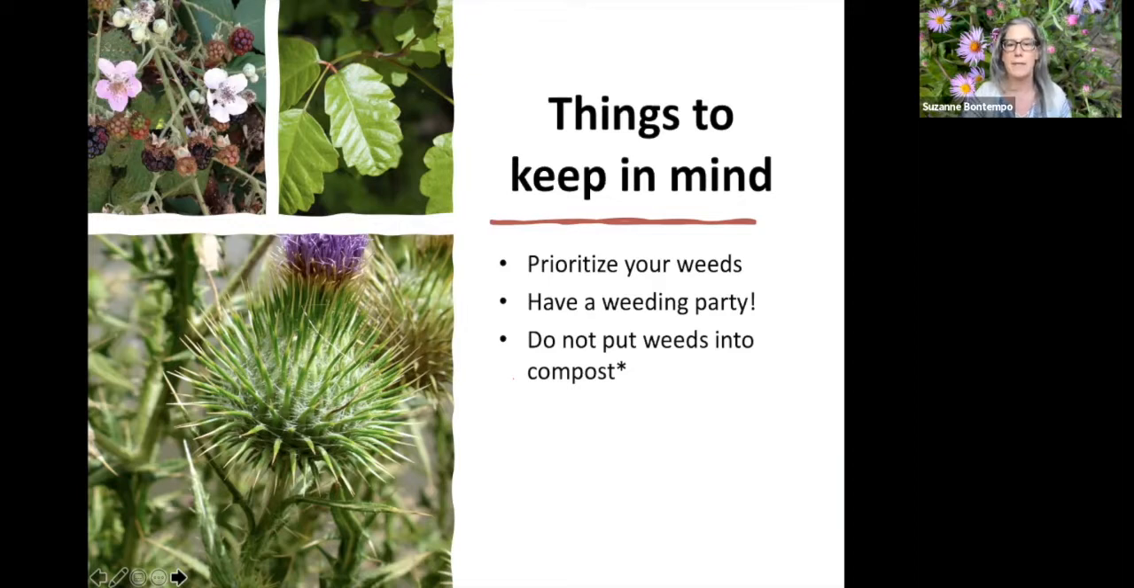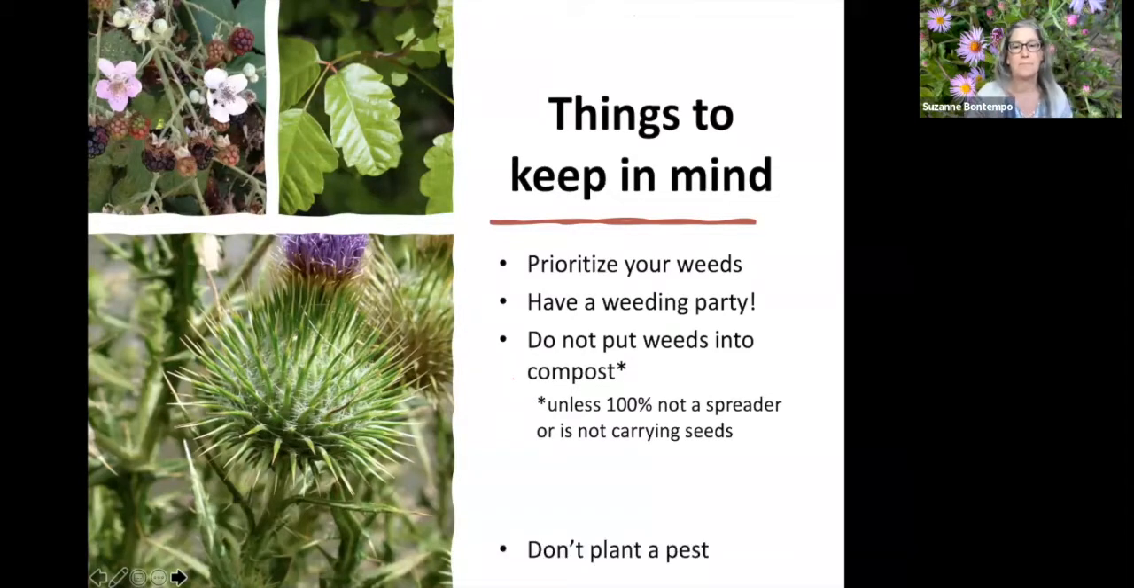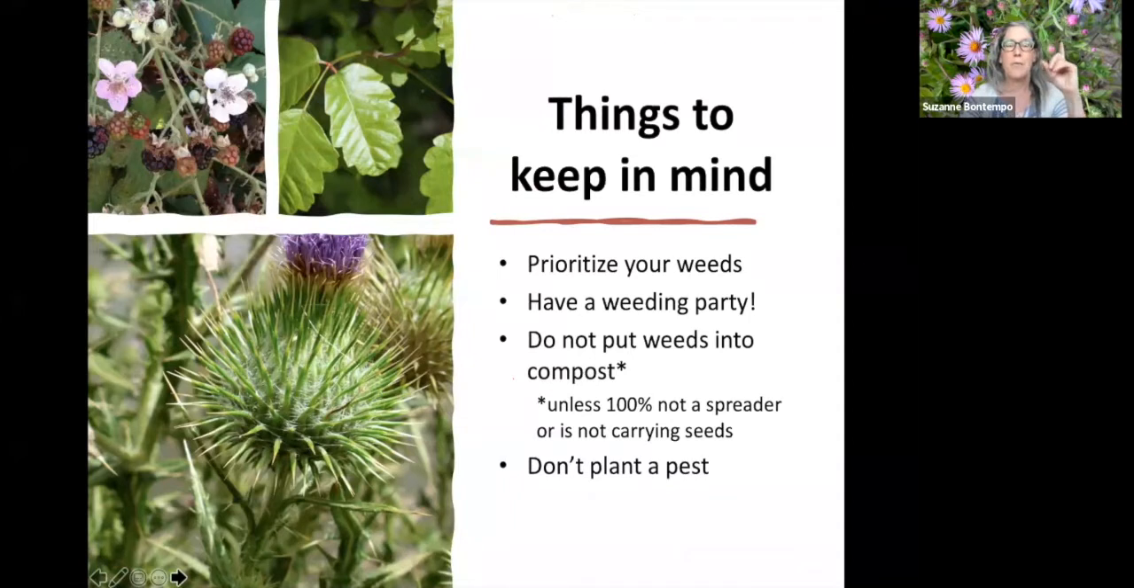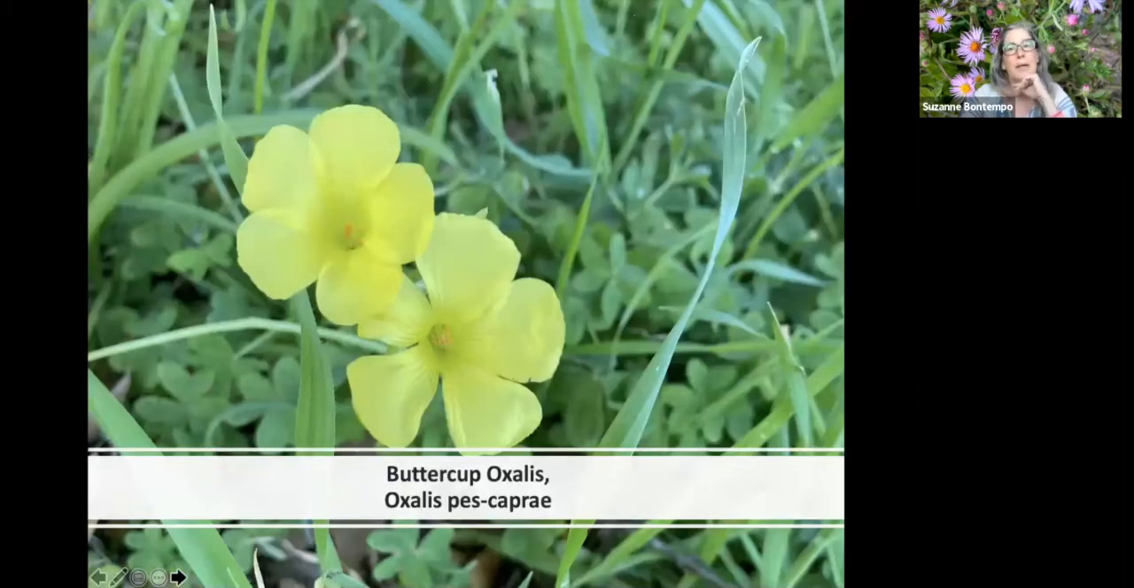And then we really want to understand a question that comes up a lot: can I put weeds in the compost? We do not want to put weeds in the compost unless we are 100% sure that that weed is not a spreader or it's not carrying any seeds at all. And then we want to be super mindful that we're not planting a pest.